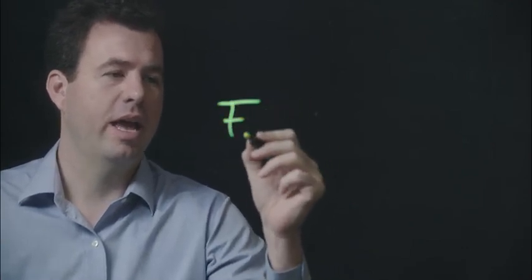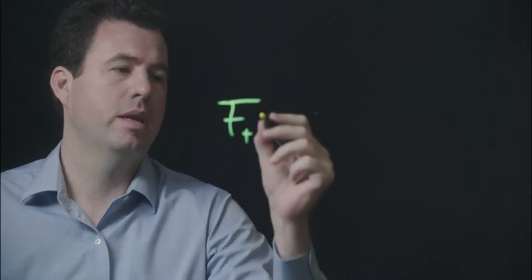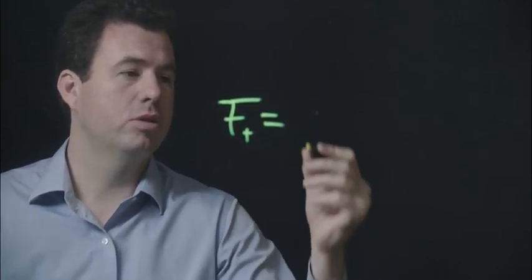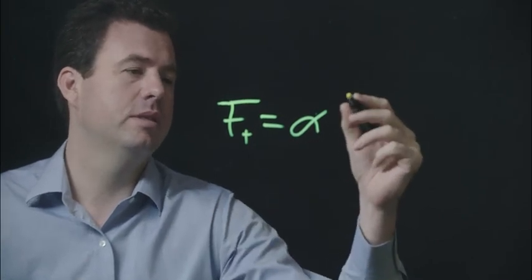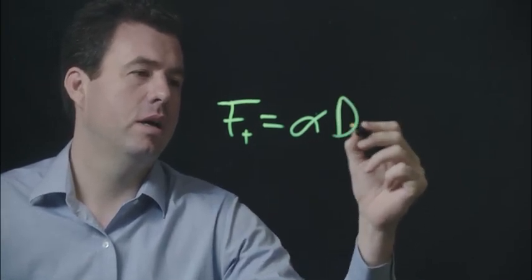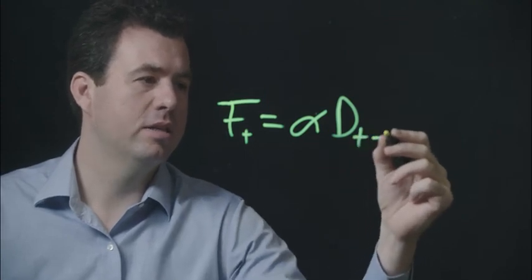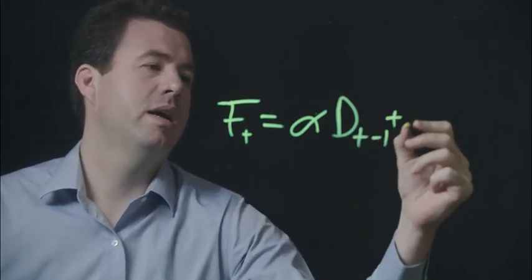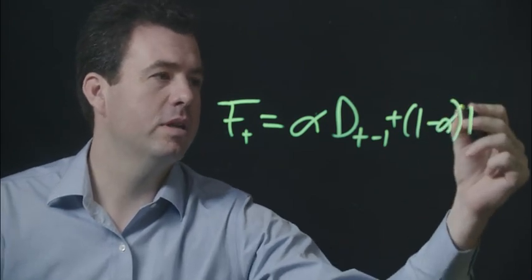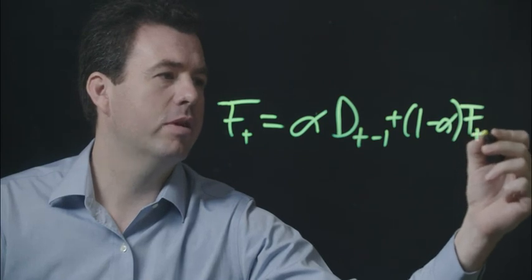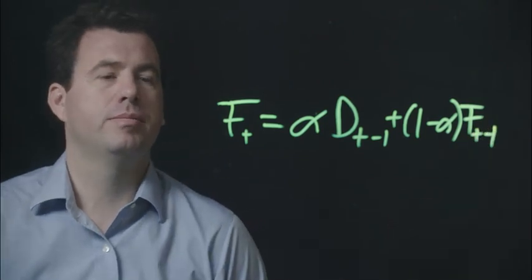Now let's take a look behind the math of the exponential smoothing formula. So our forecast again is denoted by f sub t, and that is equal to alpha, and I'll explain what alpha means, times our demand at t sub 1 plus 1 minus alpha times our previous forecast at t minus 1.